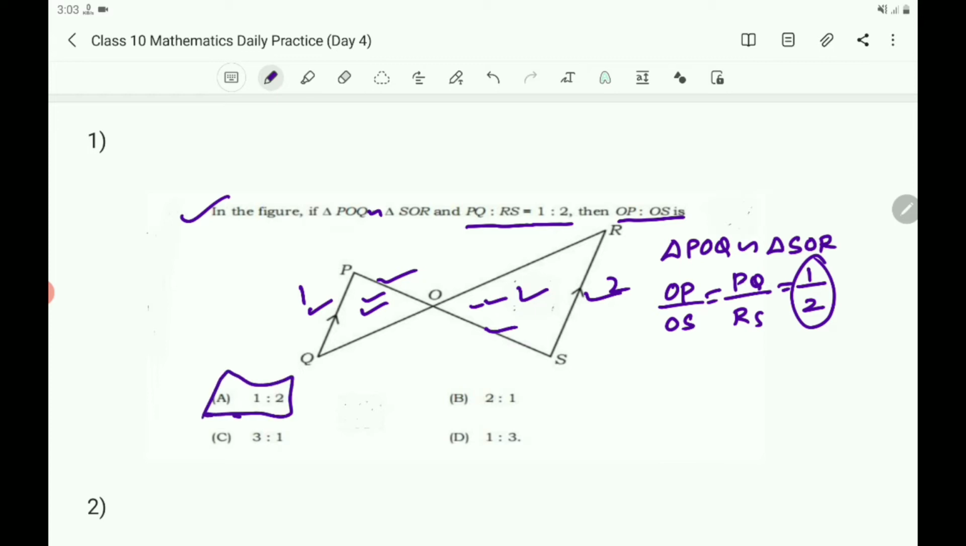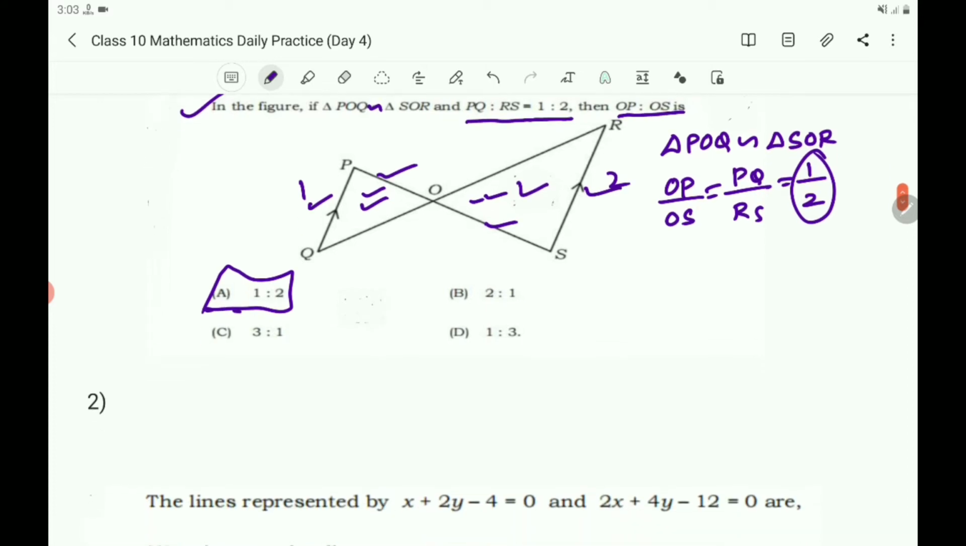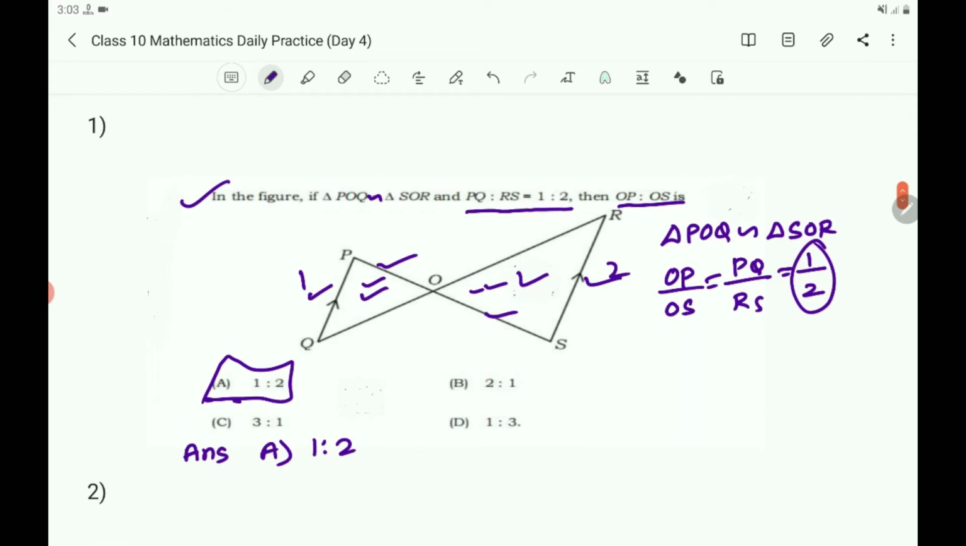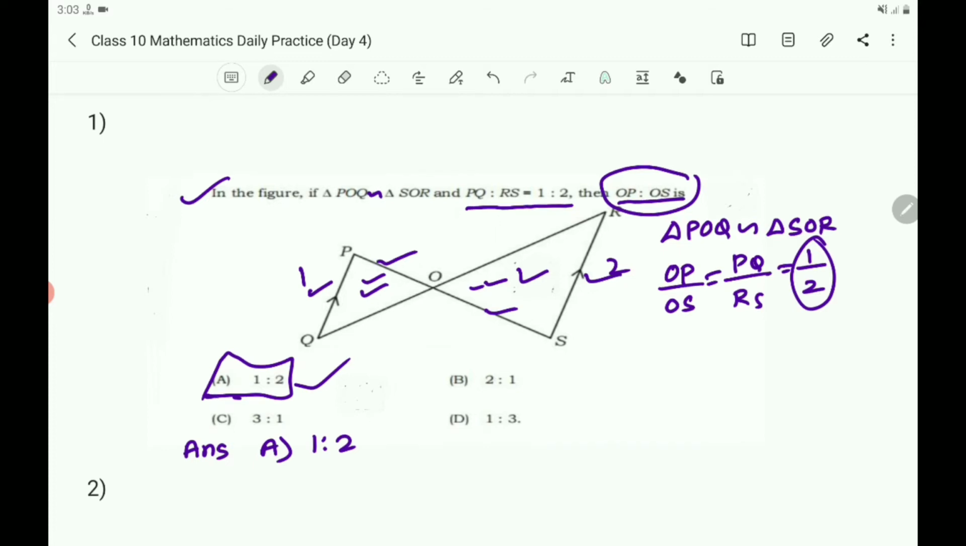What is the answer? Write the answer. Answer is A. What is that ratio? 1 is to 2. Here these two are similar triangles. If two triangles are similar, then their corresponding sides are in the same proportion. So the two ratios are equal. PQ by RS must be equal to OP by OS. So the ratios are equal means you will get that OP by OS is also equal to 1 by 2. That is OP is to OS is 1 is to 2.